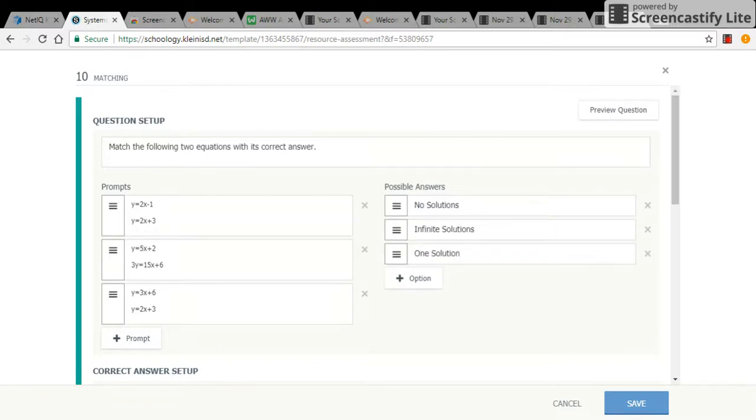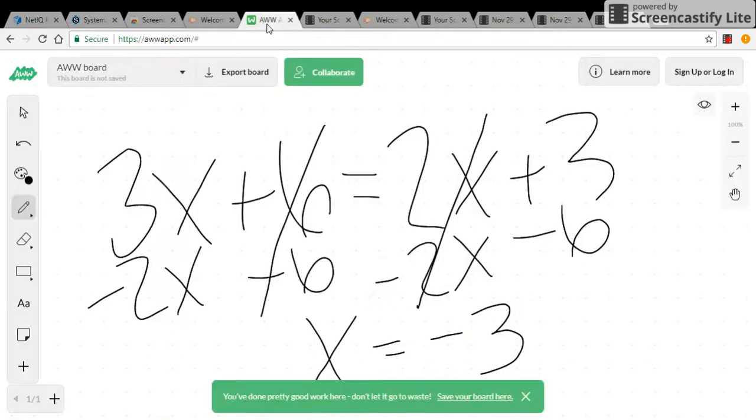Now that leaves the very last question to ponder about. Why is number 2 infinite solution? Well, if you notice, y equals 5x plus 2 has a lot in common with the bottom line. If you multiply the top line by 3, you will actually end up seeing the exact same line in the bottom. Or if you divide the bottom line by 3, you'll see the same top one. So we're going to go ahead and try that.